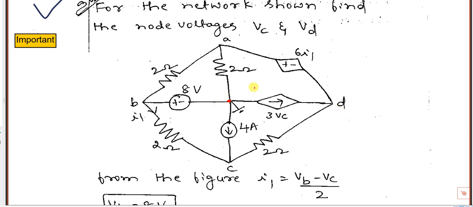In this problem, sometimes the data will be missing, so you should check carefully. This is a dependent source. Arrow mark indicates it is a current source, and diamond shape indicates it is a dependent source. It depends on VC, so it's a voltage controlled current source. You have to check VC in the entire circuit. VC is the voltage across this node VC.